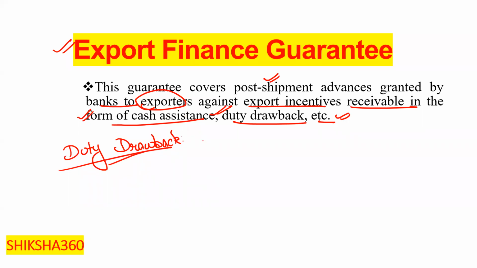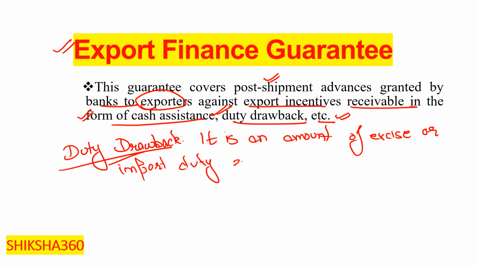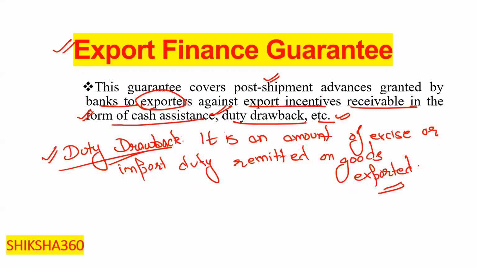Duty drawback is an amount of excise or import duty remitted on goods exported. Basically, the amount of excise or import duty remitted on goods exported is known as duty drawback.